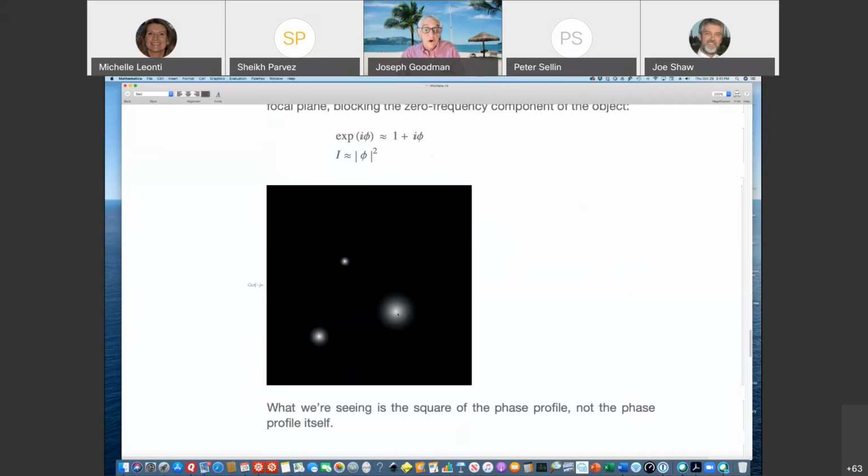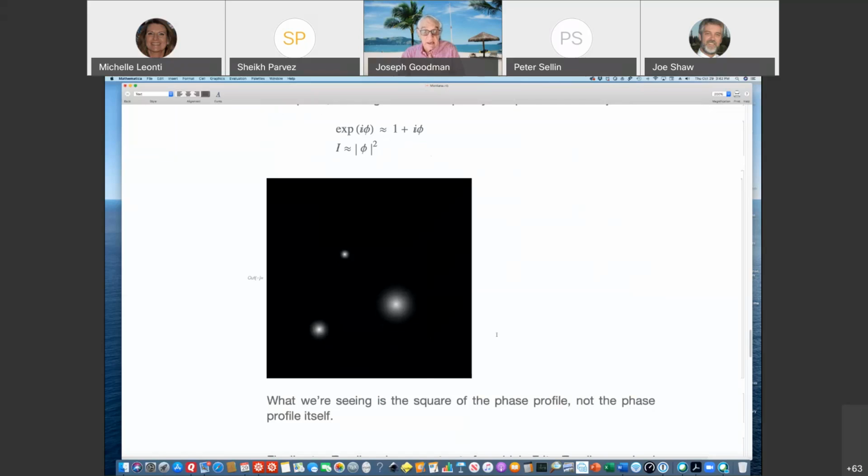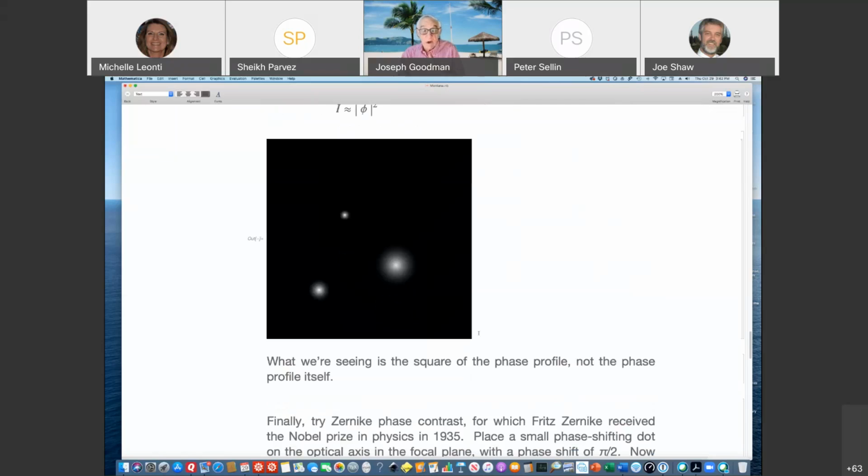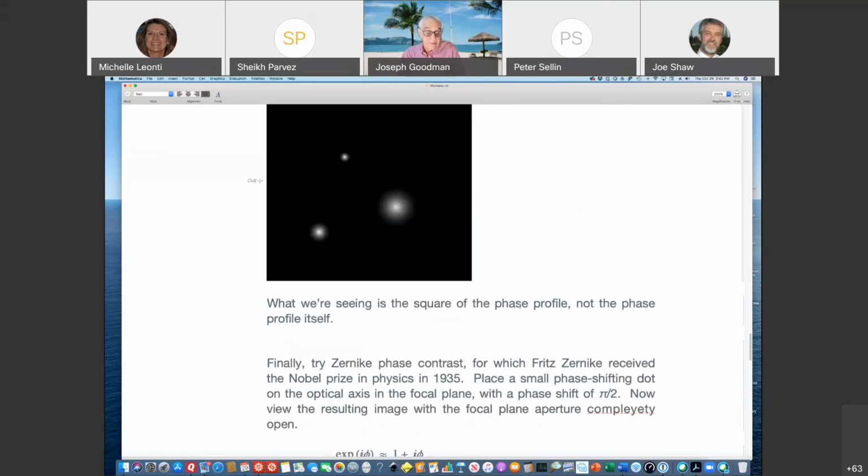And here we see the inverted image of such an object, or such a case when the focal plane stop is right on the optical axis and is 1 pixel wide. And what we're seeing is a square of the phase profile, not the phase profile itself. It's not a very good replication of the phase because it represents the square of the phase. So maybe we can do better.